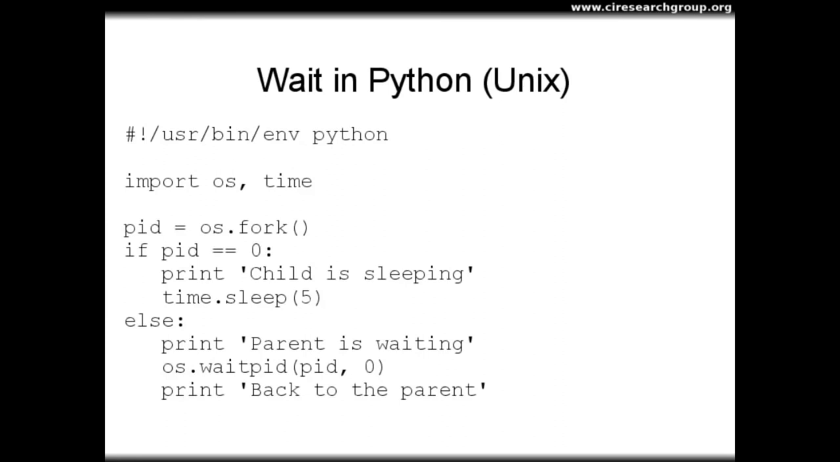The Python version of this example is considerably shorter, but, once again, it uses essentially the same calls. In addition to the OS module, I need to import the time module to get access to the sleep function. The major difference in this code from the corresponding C code is that I do not pass a null pointer as the second argument to os.waitpid. Instead, I skip that argument and simply pass a 0 instead.